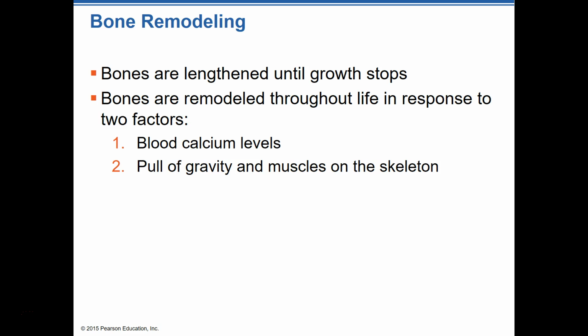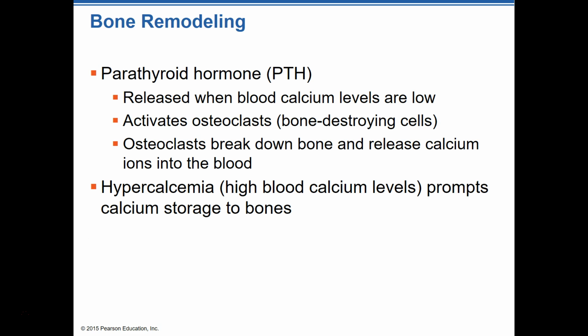So bigger musculature on the outside of the body means a bigger skeleton on the inside of the body in response to that. It's just, if we stress it, it's going to grow. Okay? Parathyroid hormone plays a role in this. It's released when the calcium levels are too low. And what that does, if the blood calcium levels are too low, the parathyroid hormone is released.